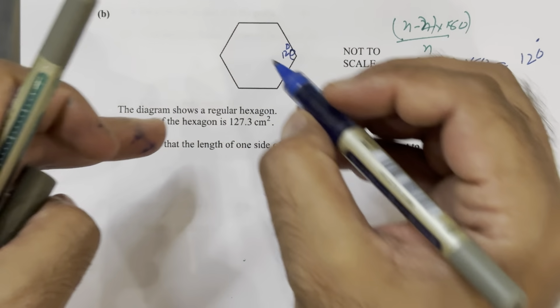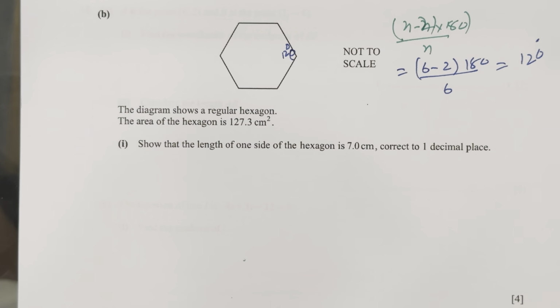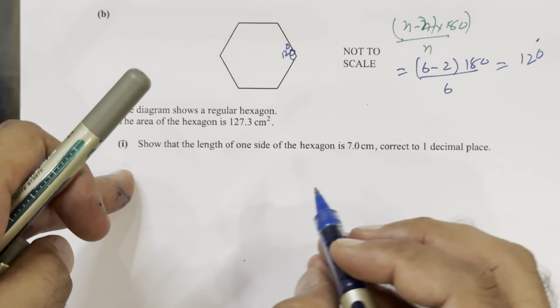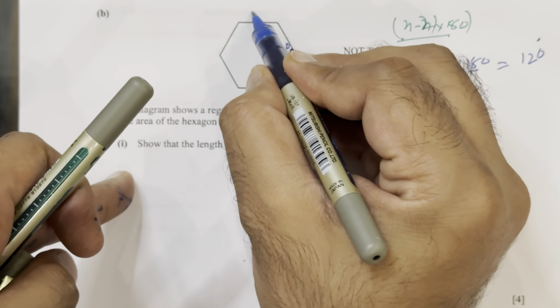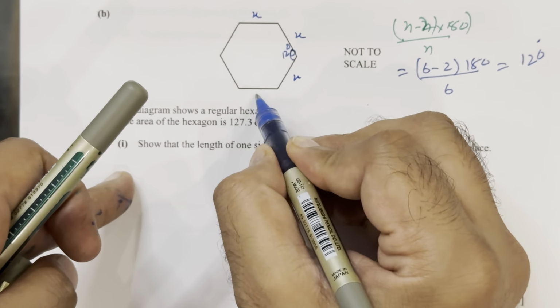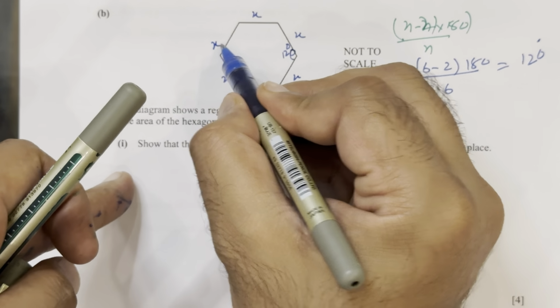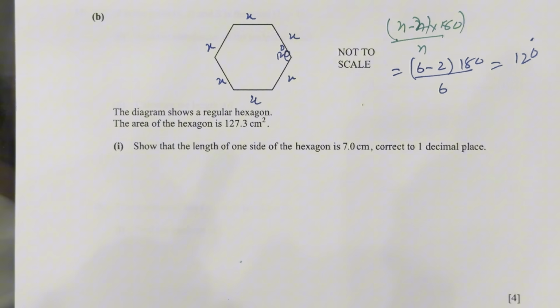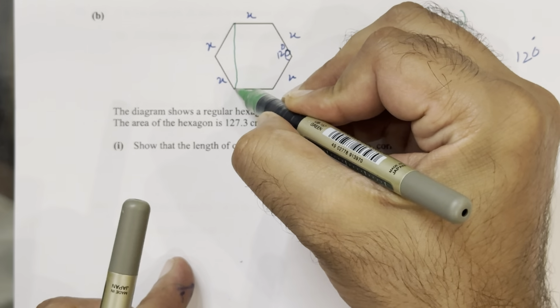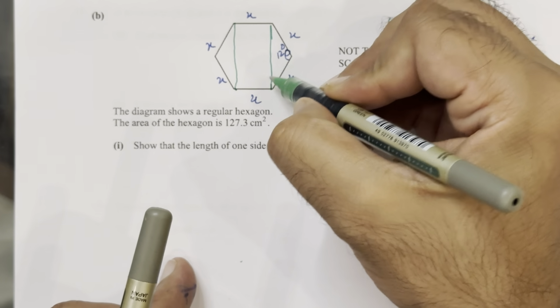now if I show that the length of one side of the hexagon is 7 centimeters, you need to show that the length. If we say the length is equal to x, this is x, this is x, this is x, and this is x, and this is x. You can join these lines like that. It would be equal length.